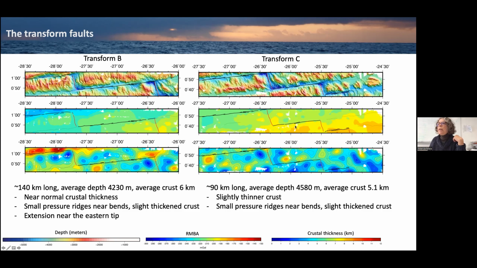We have a kind of restraining bend here, which is associated with some crustal thickening, and it's also associated with a small pressure ridge. It's slightly deeper and has a slightly thinner crust.